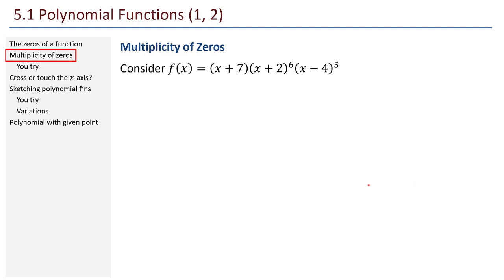The multiplicity of zeros. Consider this function, f of x is (x plus 7) times (x plus 2) to the 6th power times (x minus 4) to the 5th power. This function f has a 0 at negative 7, because if I plug in negative 7, the whole value of the function will become 0. And we say that this 0 has multiplicity 1.